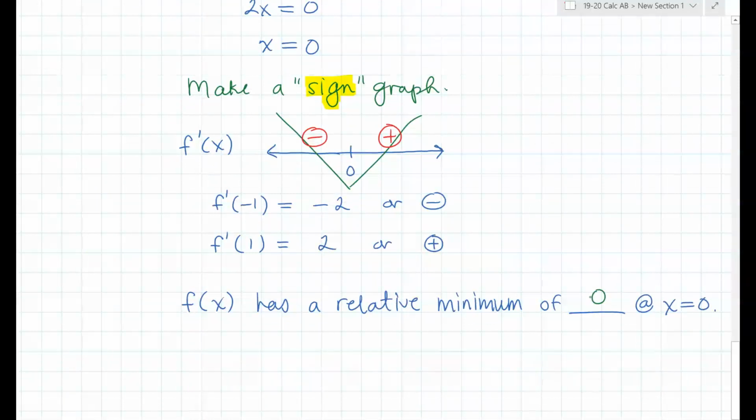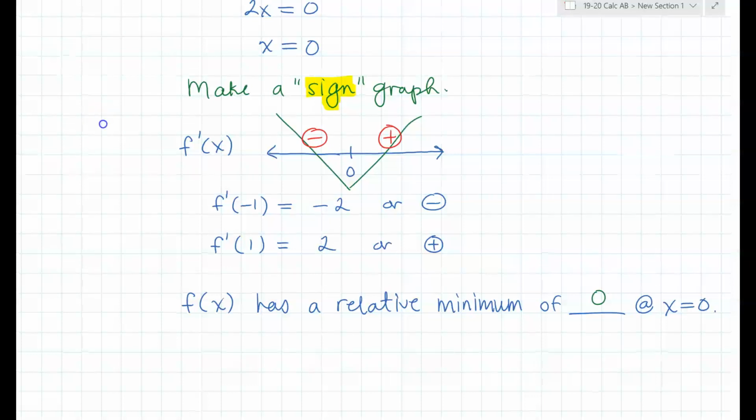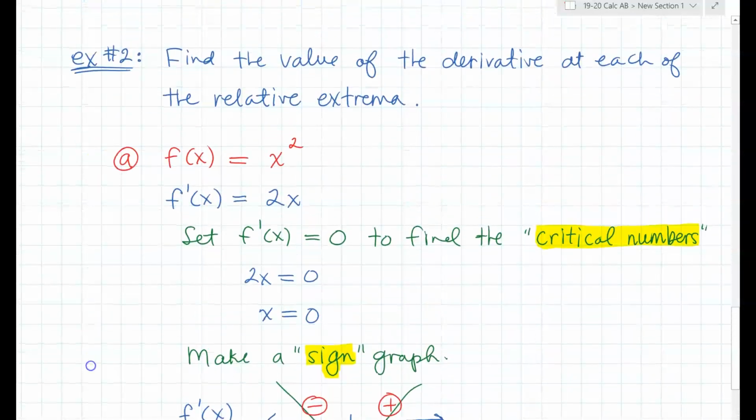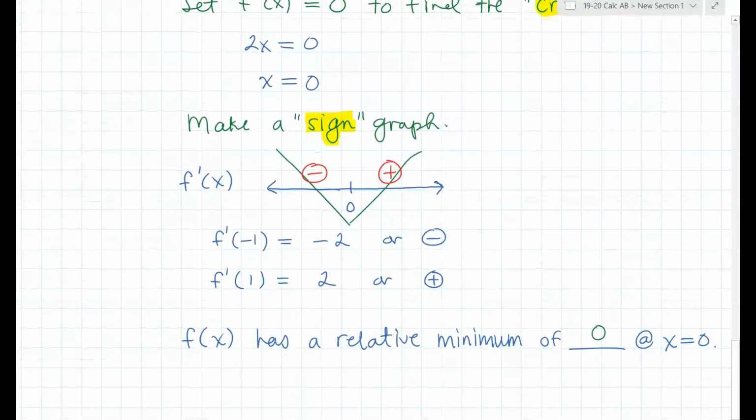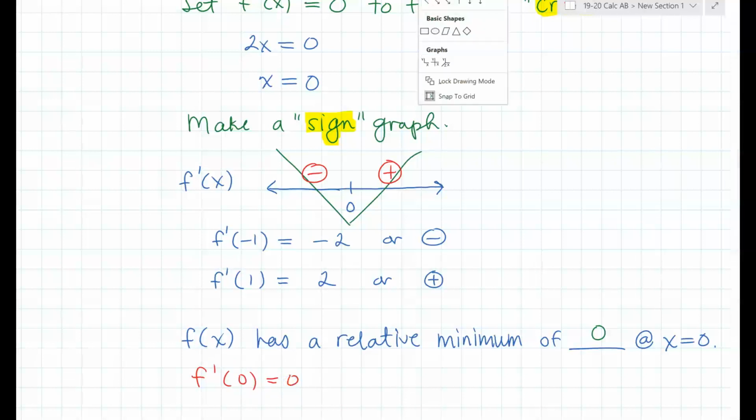Now notice, this is not the answer to my question. I've kind of gone on a big old detour. The question was, find the value of the derivative at each of the relative extrema. How many relative extrema did we find? 1. What's the value of the derivative at the extrema? The extrema occurred at x equal to 0. So what's f prime of 0? 0. So let me write that down. F prime of 0 equals 0. And that's the answer that they're looking for.